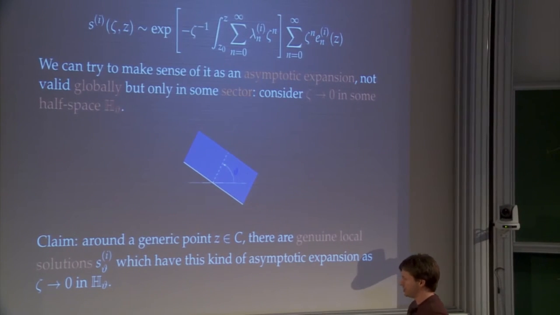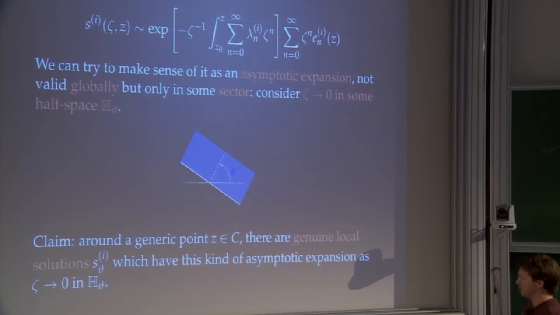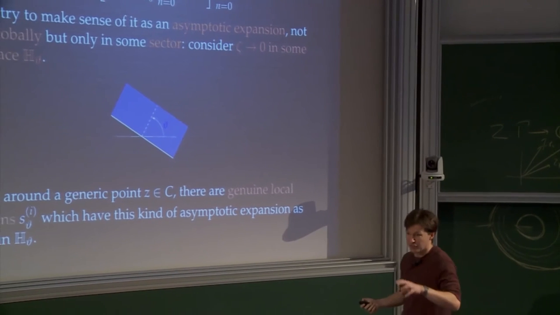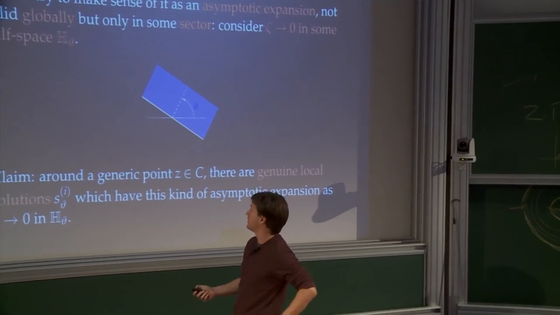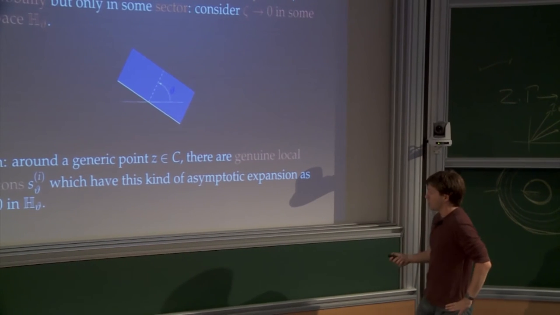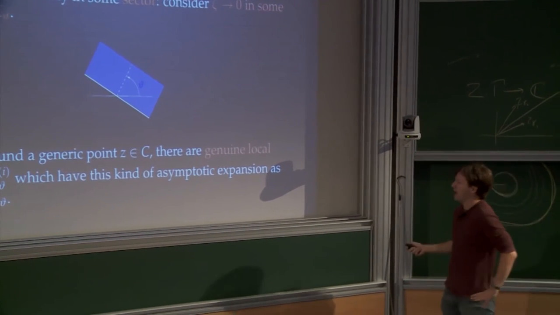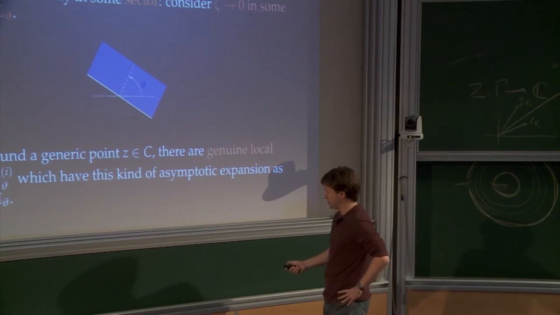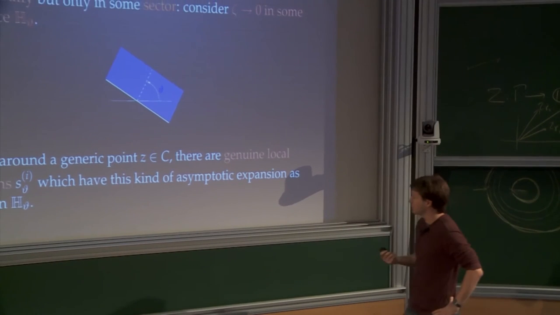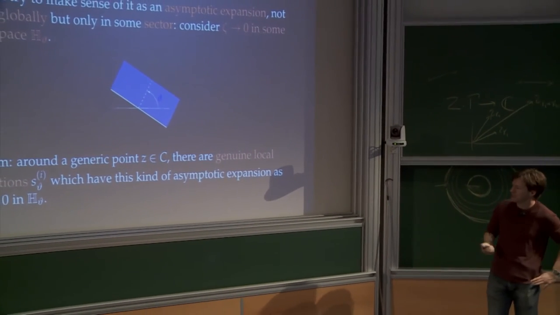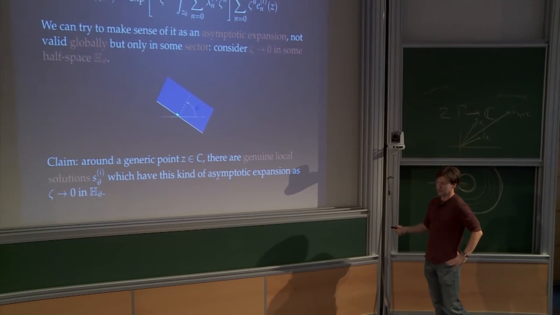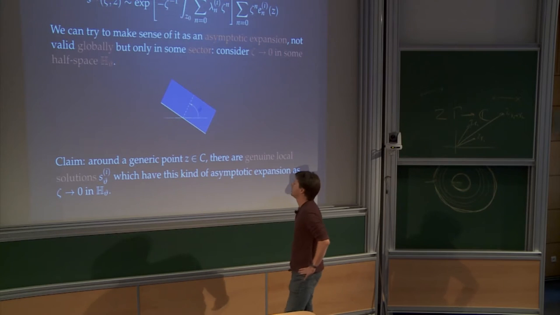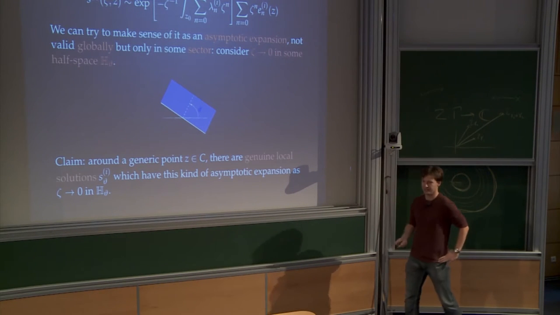So then I make the following claim. This is part of the joint work with Gaiotto and Moore. The claim is that around the generic point of this curve, there are genuine actual solutions. Again, depending on an eigenvalue of the Higgs field and depending on a phase theta, there are genuine actual solutions which do have this kind of asymptotic expansion as zeta goes to zero, but only in some half plane. Okay. So let me explore a little bit the consequences of this claim.